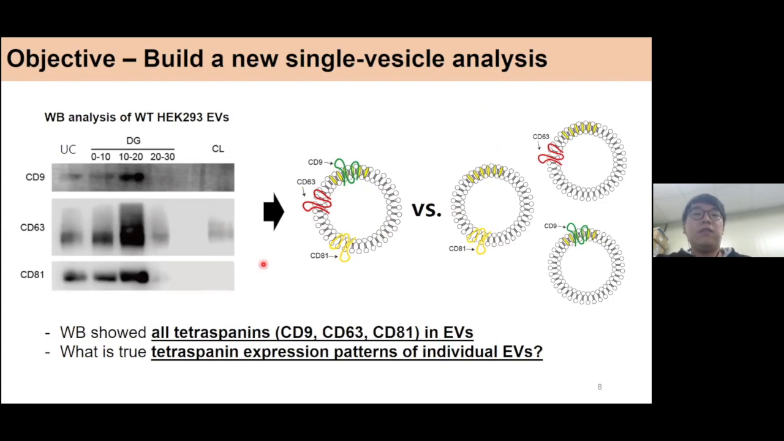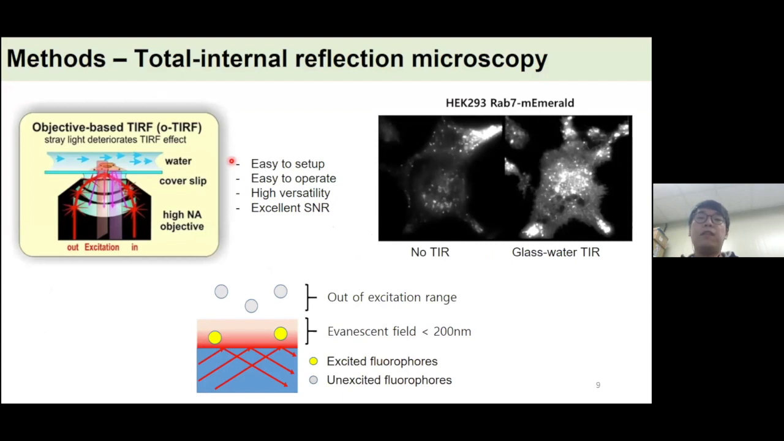So to answer this question, I decided to build a new single vesicle analysis that can be performed using affordable, conventional laboratory equipment. First of all, I decided to use total internal reflection microscopy to build a new single vesicle analysis. There were two major reasons for choosing TIRF microscopy. First, TIRF microscopes are relatively cheap and easy to find in nearby laboratories. And second, TIRF microscopy produces excellent signal-to-noise ratio images that can even detect a single fluorescent protein.